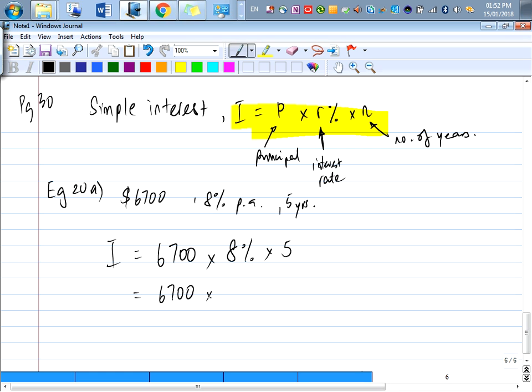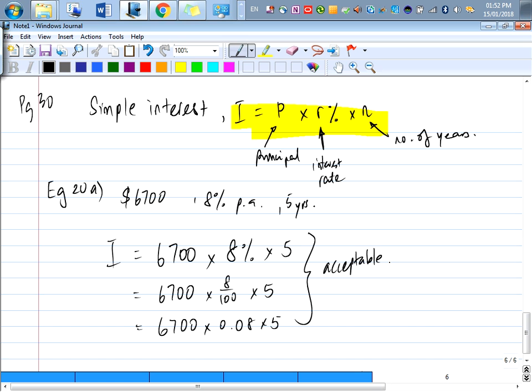By the way, 8%, how much is that in a decimal? Okay, in a decimal it is 0.08, or we can call it 8 over 100. Or the same as 6700 times 0.08 times 5. These are acceptable.